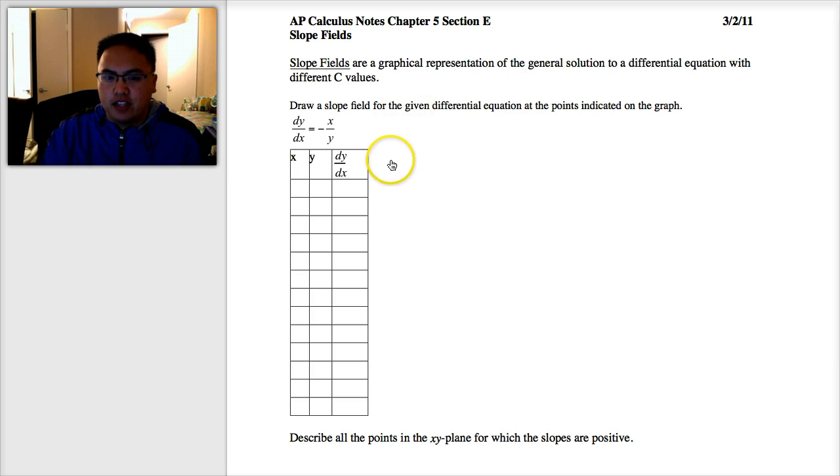This is how you graph the answers for these types of problems. So remember doing something like this: dy dx equals negative x over y. This question says draw a slope field.